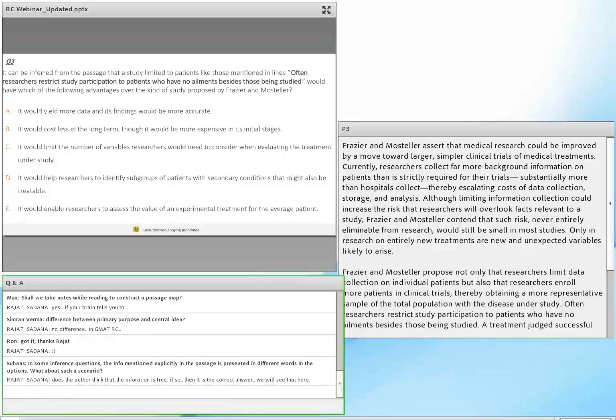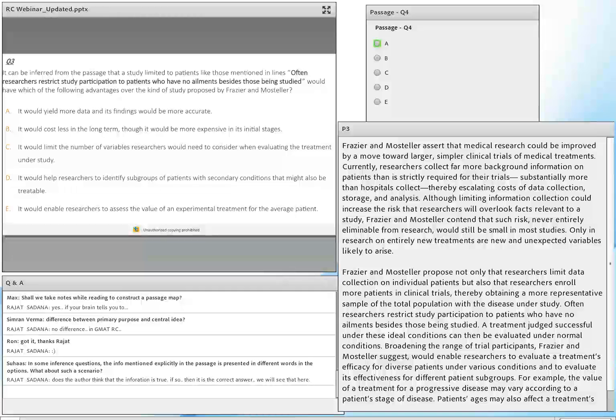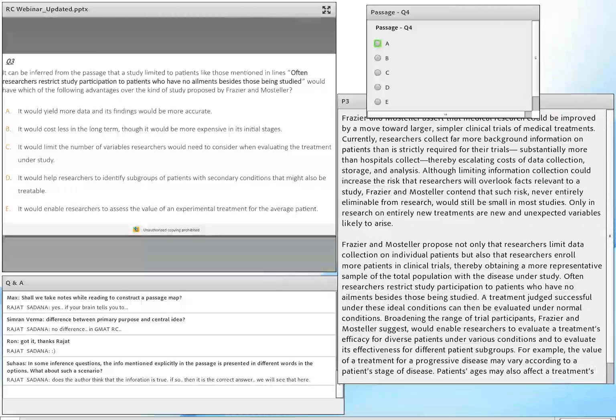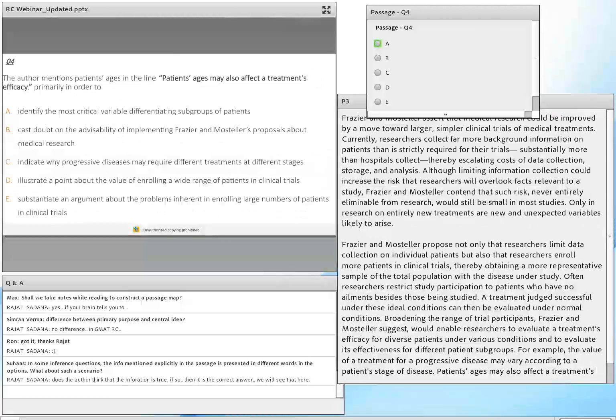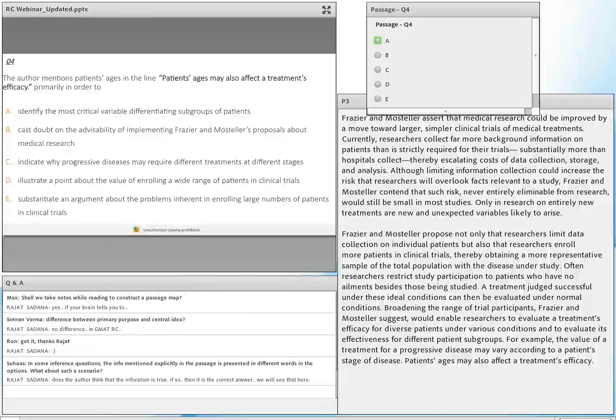Here is Q4. I'm going to make sure that the poll doesn't cover the passage. Hold on. I'm sorry about that, Harsha. I know you're trying to adjust this.